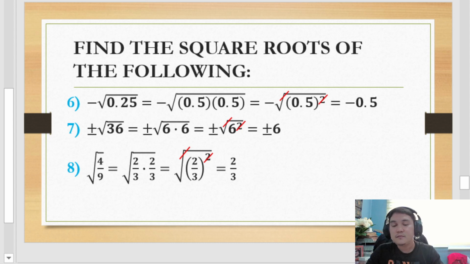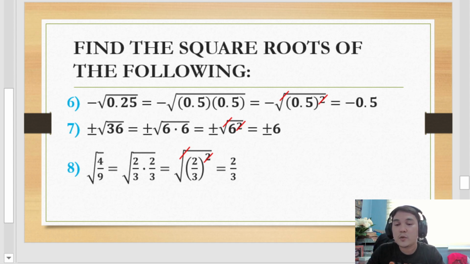Okay, number 8. In number 8, we have a fraction radicand. So square root of 4/9 or 4 over 9. So that is equal to, so copy first the radical sign, and then look for a number wherein if it is going to be multiplied by itself, it will give us 4. So the number is 2, because 2 times 2 gives us 4. And in the denominator, that is 9, the number to be multiplied by itself will be 3, because 3 times 3 is 9. So the factors of 4 are 2 times 2, and then 9, 3 times 3.